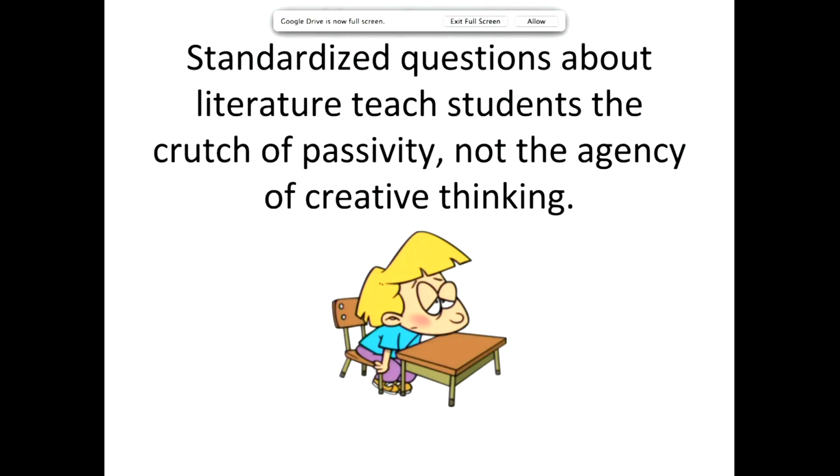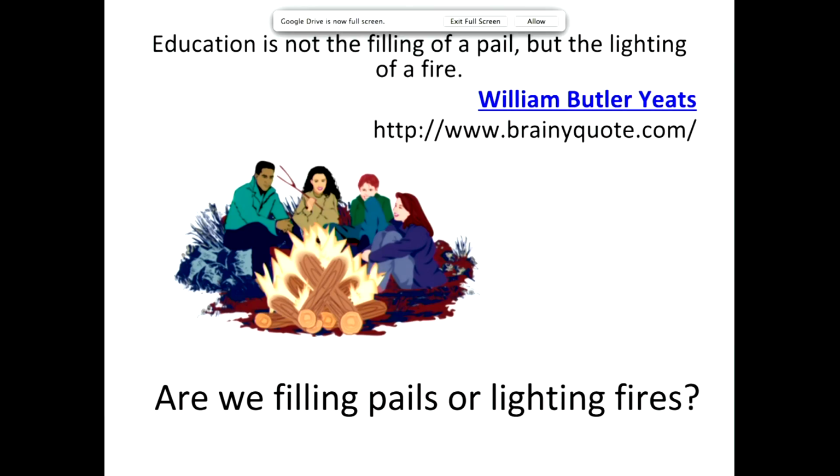That is not the kind of teacher that I want to be. Standardized questions about literature teach students the crutch of being passive, not the agency of thinking for themselves and being creative. William Butler Yeats says education is not the filling of a pail, but the lighting of a fire. Are we filling pails, or are we lighting fires?